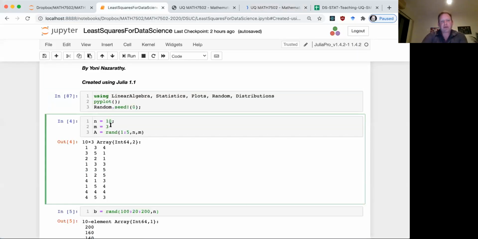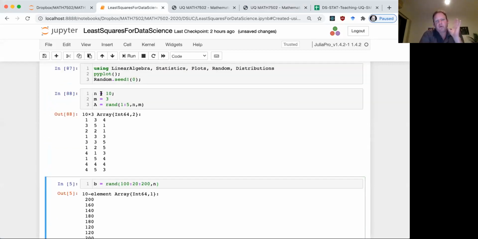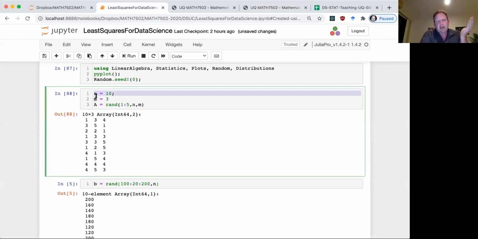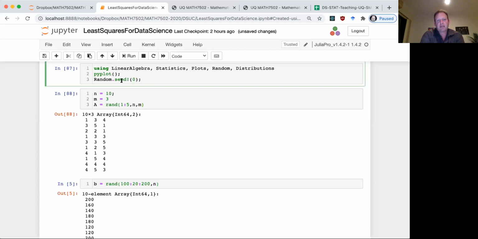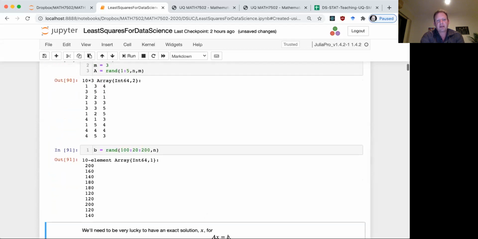I'm going to go through this rather quickly until we reach the least squares, just so we see what it's about. We're not speaking about data fitting yet. We're just speaking about a 10 by 3 matrix. We're still using the notation N and M. Here I called it N by M, but that doesn't matter. It's some arbitrary matrix, repeatable because we set the random seed to zero, so it'll always be the same matrix. And here's some arbitrary right-hand side.